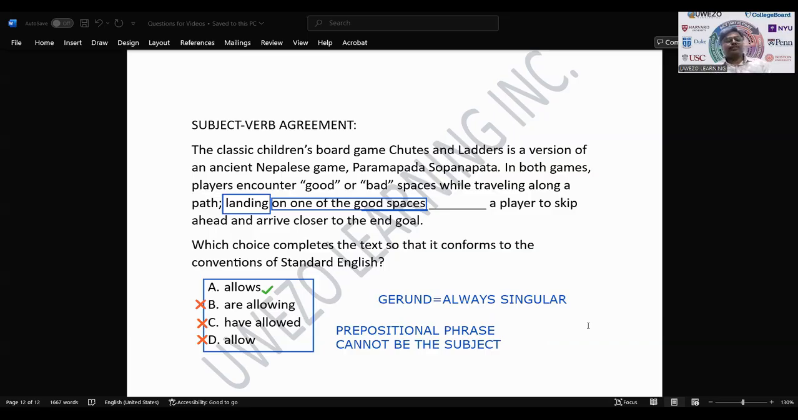So a good clue here is every time you see subject-verb agreement being tested and you see a preposition before the blank, ignore everything including the preposition, and look at the information before the preposition. So in this case, landing is the word we have before the preposition. So we have to work on this. Landing is your subject and allows is the verb. Landing is singular and allows is also singular. So here the right answer has to be option A.